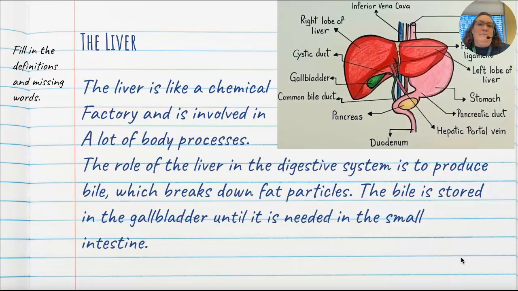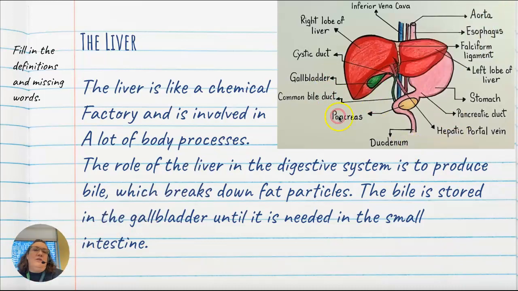So then you've got your liver. Your liver is like a chemical factory. It produces lots of things for your body. Basically, it produces bile is the big one. And that bile breaks down fats. And it's super important for the breaking down of fats. So you've got your liver here producing bile, which breaks down fats. Bile gets stored in the gallbladder. And then when you eat something that has a lot of fat in it, your body will pull the bile out of the gallbladder into the small intestine to help break down all those fats.